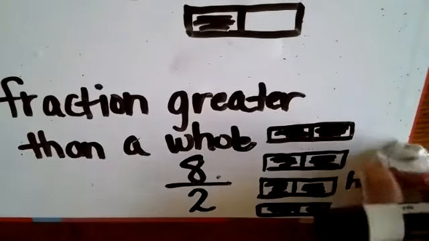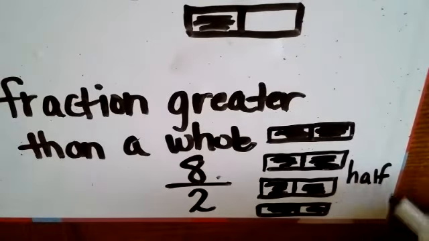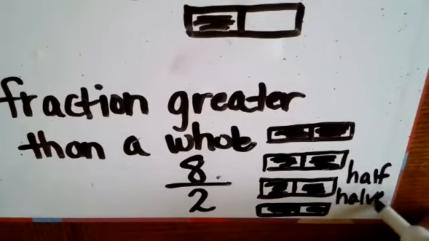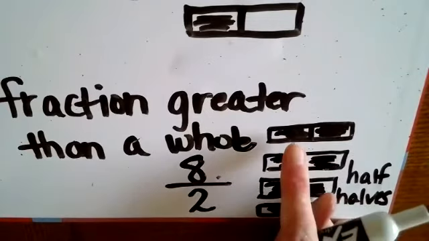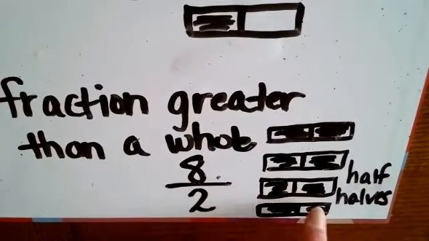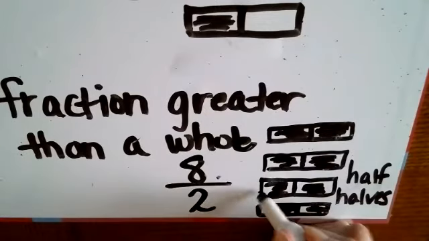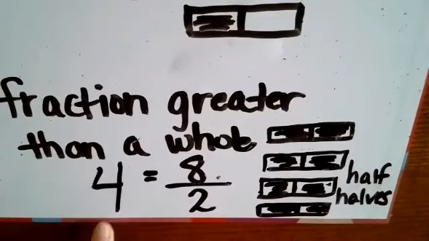And I'm not saying this word, half, like a fraction word. Or to make it plural, we know it's like this, halves. 8/2 means I have 8 1/2 units. 1, 2, 3, 4, 5, 6, 7, 8. 8/2 equals how many whole candy bars? 1 whole candy bar, 2 whole candy bars, 3 whole candy bars, 4 whole candy bars. 8 halves is 4 wholes. Okay, this is a fraction greater than a whole.